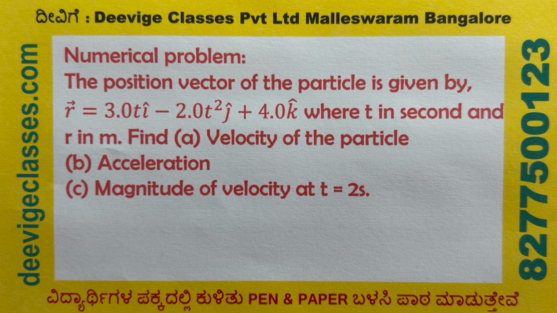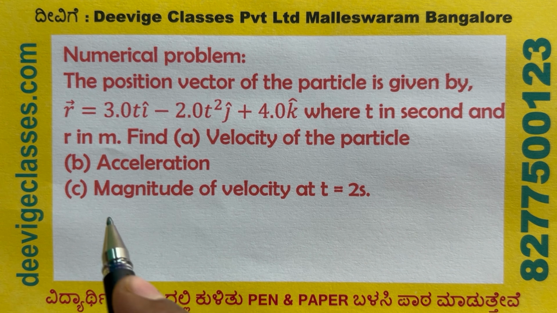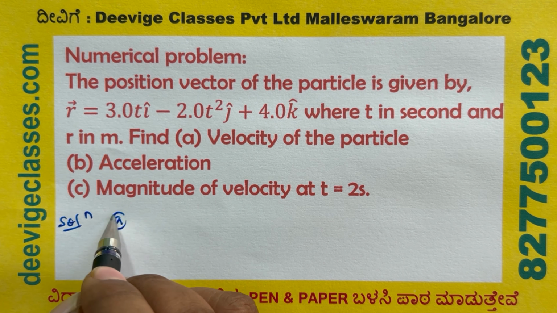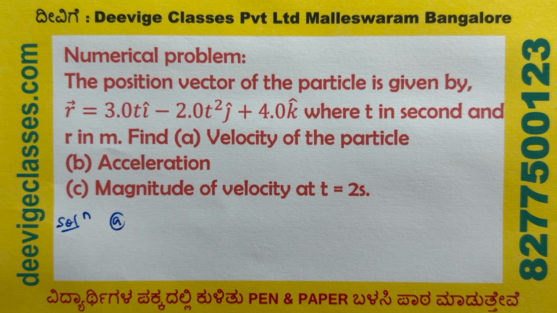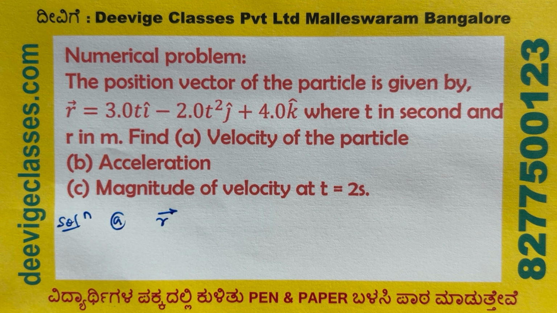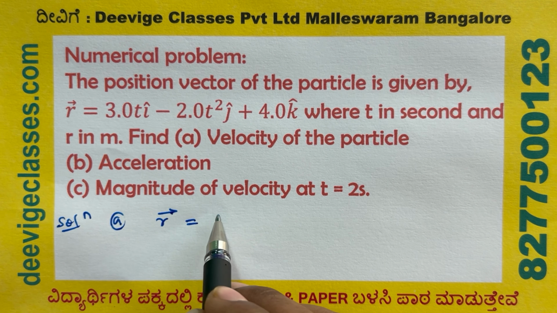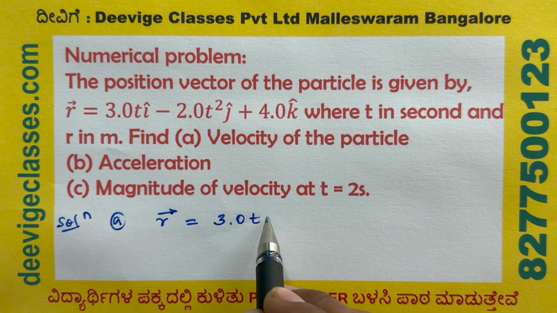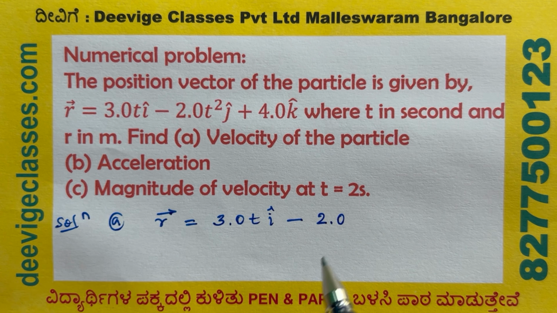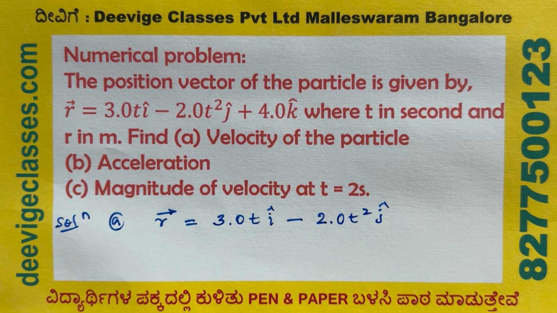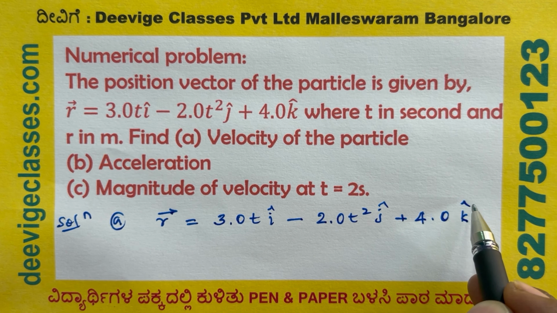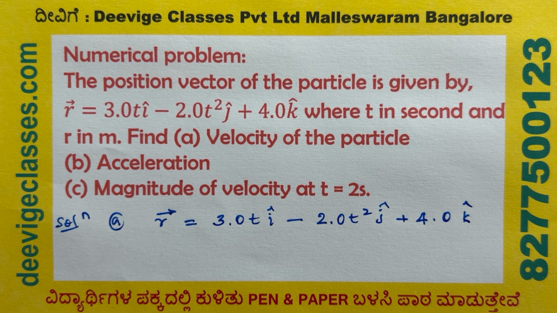Okay. So let us write the solution for this problem. Sub question A, to find the velocity of the particle. So write the r vector, what is given? That is the position vector. r vector is equal to 3.0 into t i cap minus 2.0 t square into j cap plus 4.0 into k cap. This is the given position vector.